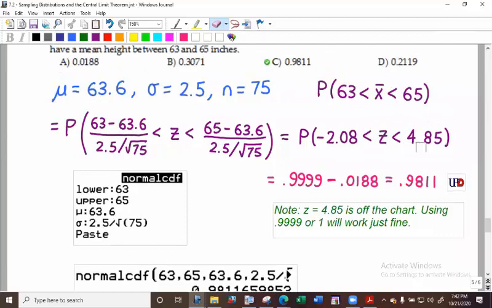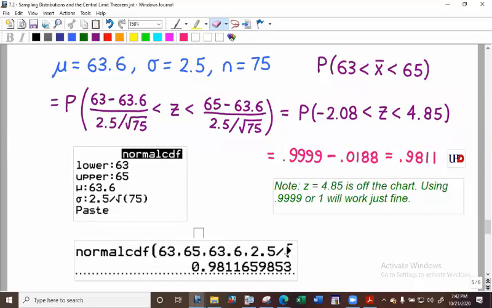But if you're using the chart, and I mentioned if it goes off the chart, I could have really used 1 here. I just went ahead and used 0.999. You could have probably used 1. It would have been just fine. The chart shows .9998 at like 3.49, so it doesn't matter that much. But if you're using the calculator, that's not even a concern, because you just put in the lower 63, the upper 65, 63.6, 2.5 divided by root 75. And then you see, close enough. That worked out just fine. That was beautiful.